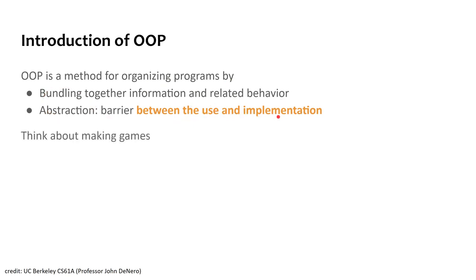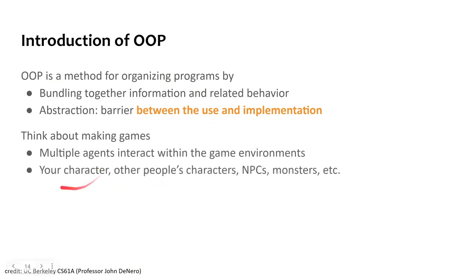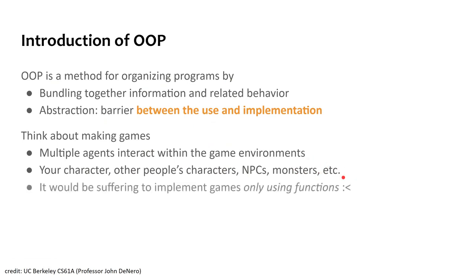I'll give you an example. Think about making games. There are multiple agents interacting within the game environment: your character, other people's characters, NPCs, monsters, and etc. So there are many agents, right? And it would be painful to implement games only using functions. However, we could represent each agent, like your character, other people's characters, NPCs, monsters, as objects.